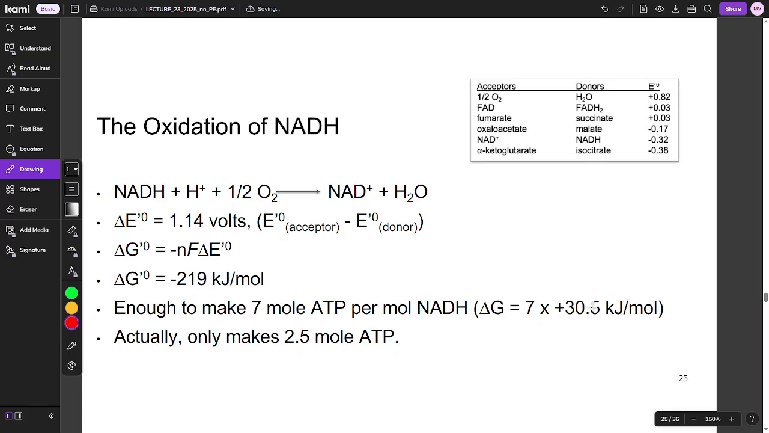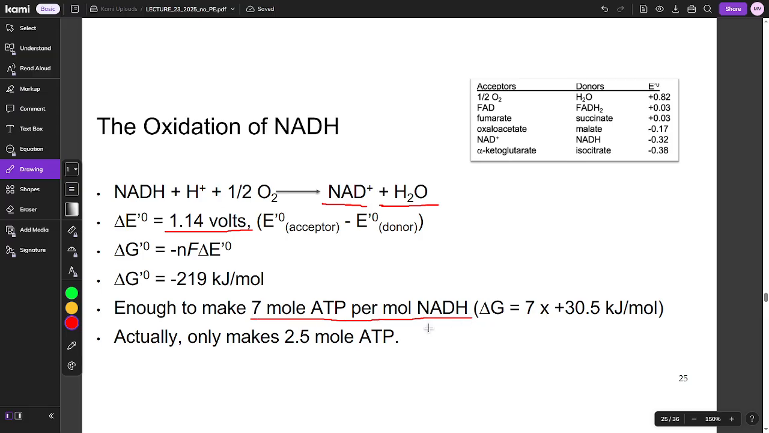So, we get to the oxidation of NADH. We start with this, right? So we have NADH plus H+ plus oxygen going to NAD+ and H2O. And this is about 1.14 volts. And this is enough to make 7 ATP molecules per NADH.